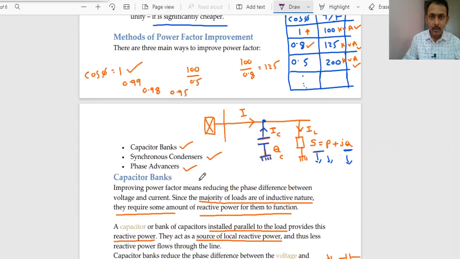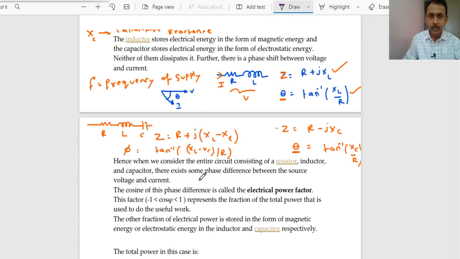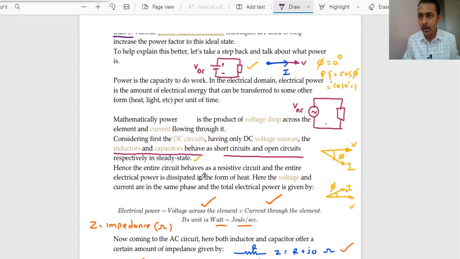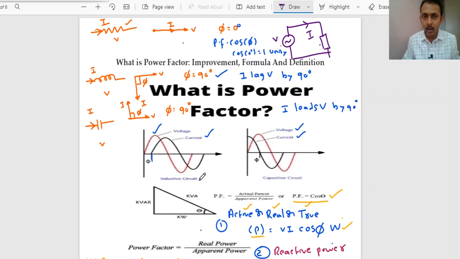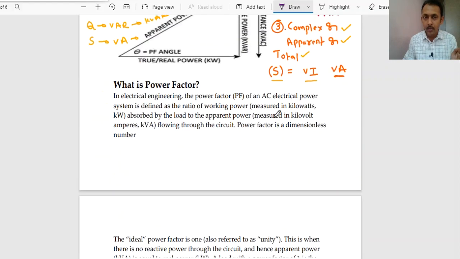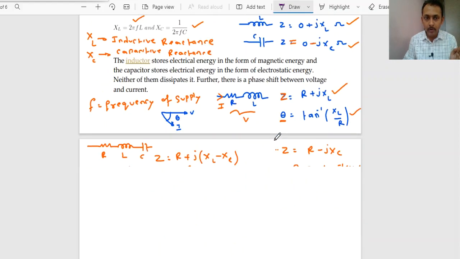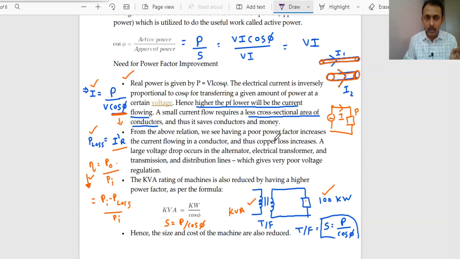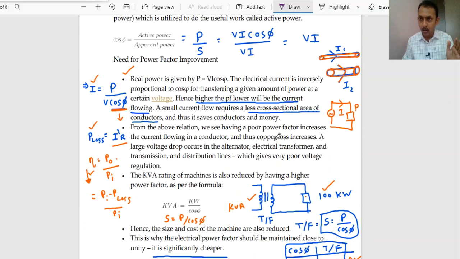So these are all the important points, dear students. Simply to say at last once again, power factor is the cosine of the angle between the voltage and current, or it is the ratio of active power to apparent power. If the power factor is low, what are the consequences? The loads will draw more current.